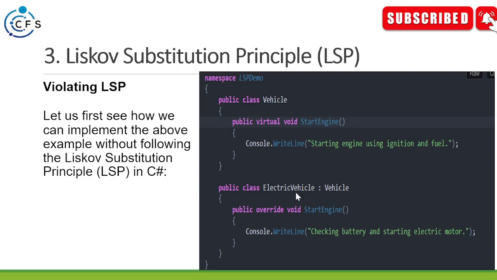Now I have created an electric class. I have inherited the vehicle engine. Now I'm saying that this is the override of the start engine method, and now they can make the changes as per the electric vehicle. This is without using the Liskov substitution principle.